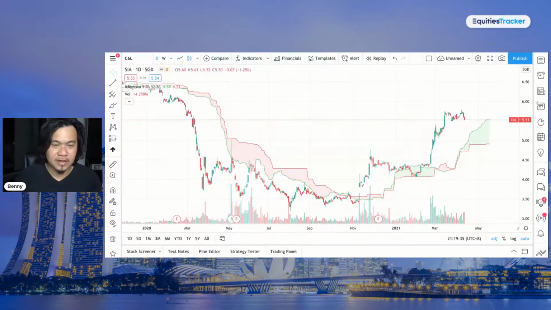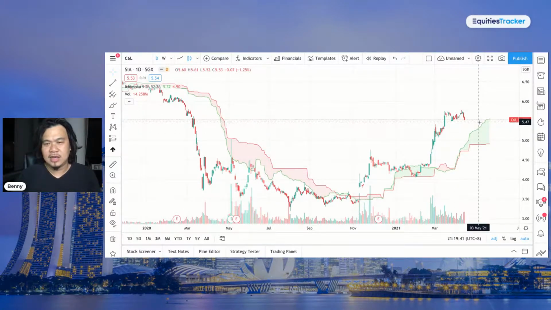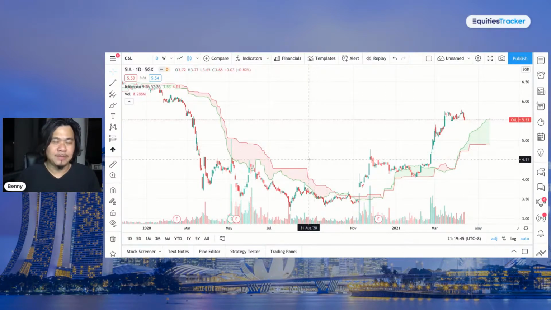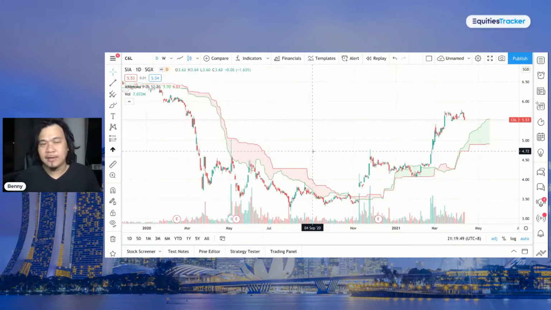So you have SIA over here. If you look at the current price, it is above the cloud. Definitely it's above the cloud. But the question is, can you buy at this price? The best time to buy is when price pulls back. The question is, pull back to where? We want the price to pull back to near the cloud.